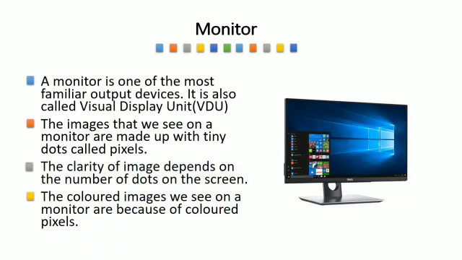The clarity of an image depends on the number of dots on the screen. The more dots, the clearer the image. The colored images we see on a monitor are because of colored pixels. If you want to see this on mobile, please try to zoom into a picture. The more you zoom, you can observe pixels on the picture.